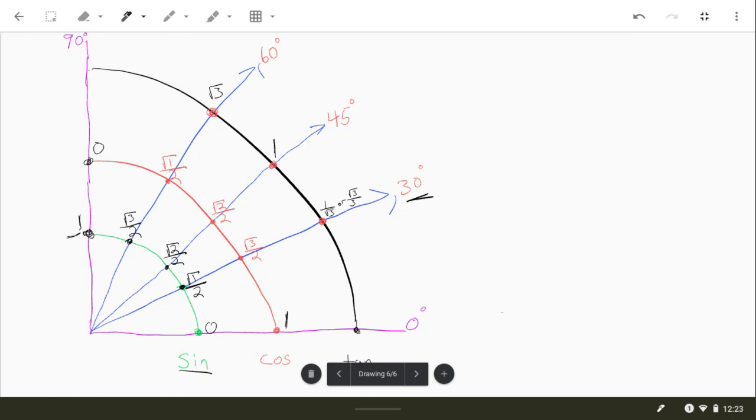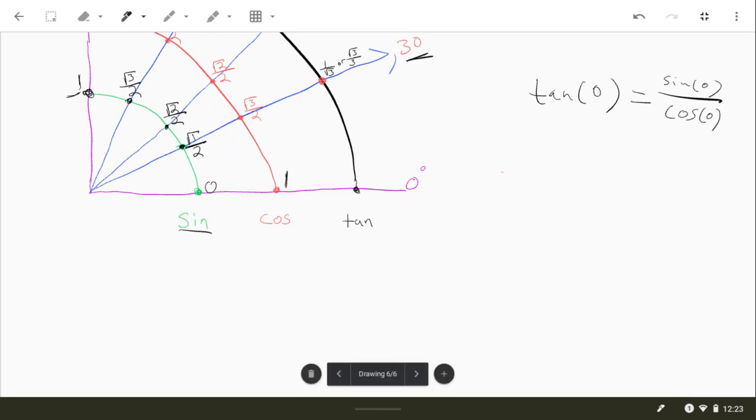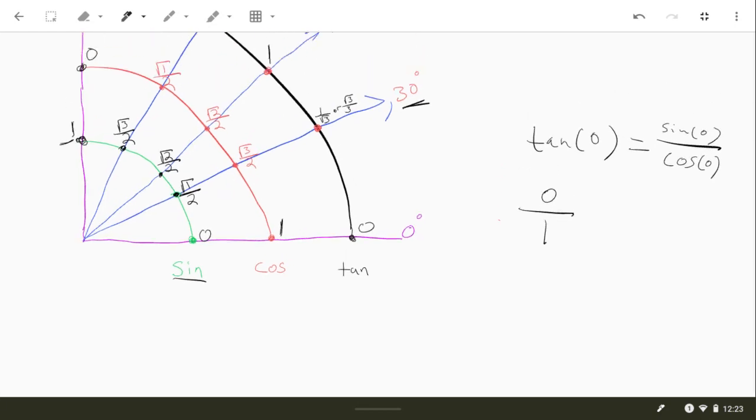Let's go ahead and do tangent of these. So tangent of 0, well, this is going to be equal to sine of 0 divided by the cosine of 0. And sine of 0 degrees is equal to 0, so you get 0 divided by 1. So tangent of 0 is equal to 0. All right.